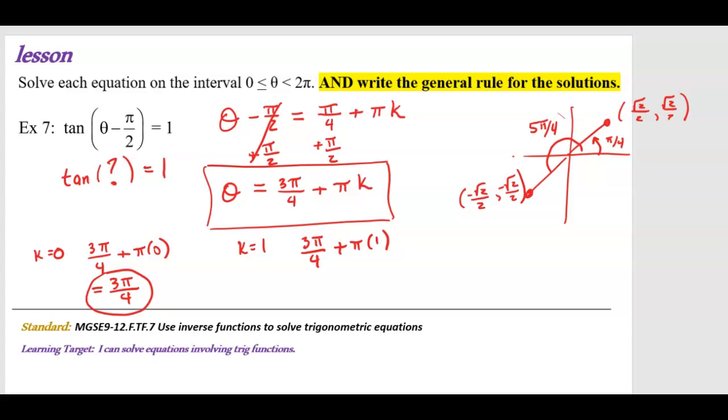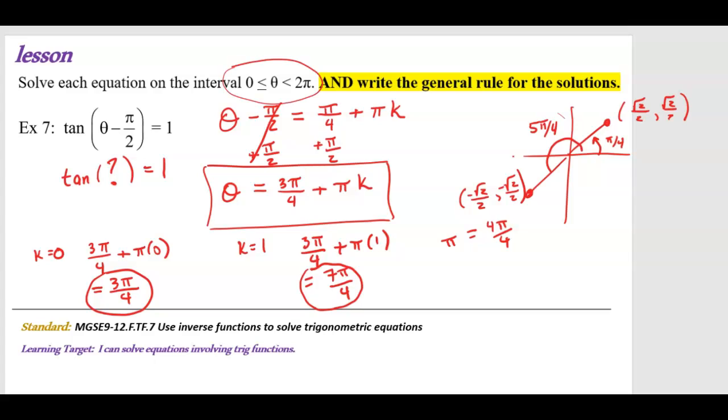So 3 pi over 4 plus pi, and just off to the side, pi is the same as 4 pi over 4. So I have 3 pi over 4 plus 4 pi over 4, which is 7 pi over 4. Second solution. Now you can see, once again, very similar for both problems. If I plug in 2 for k, I'm already outside of that range of 2 pi.